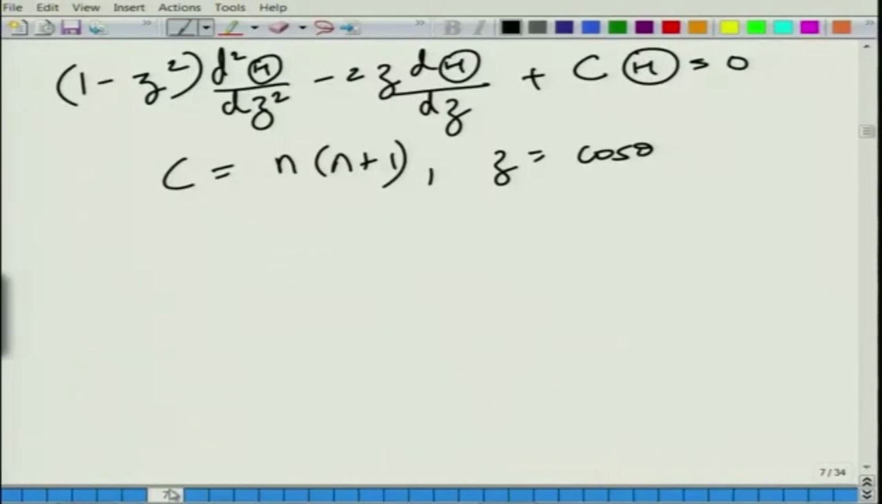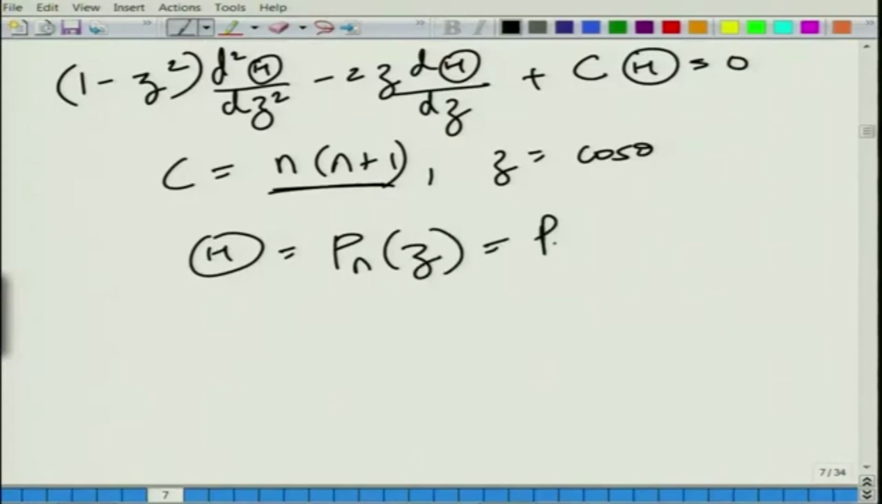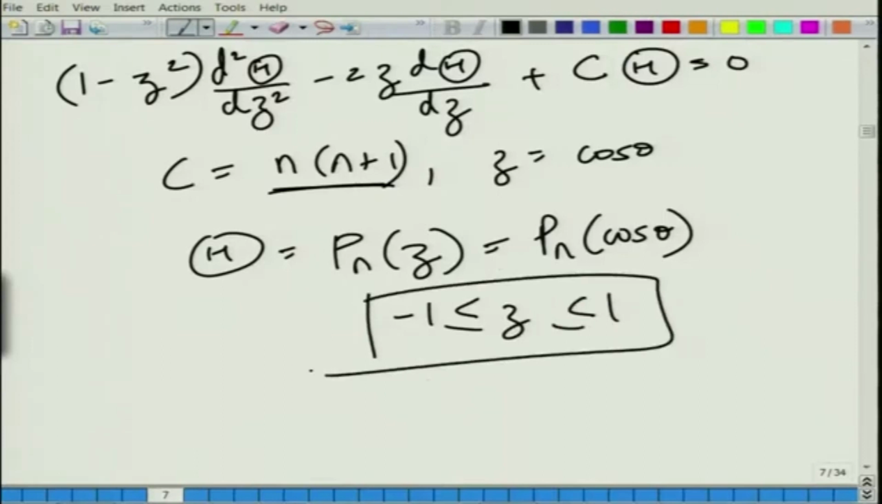The solutions of the above equation, this is for theta, and the reason I am telling you is that this will have a dependence on n, where n is an integer ranging from 0, 1, 2 and so on. So the solution is given by the Legendre function of integer order, which is basically a polynomial in z, with the range being from -1 to 1. Alternatively, theta ranges from 0 to pi.